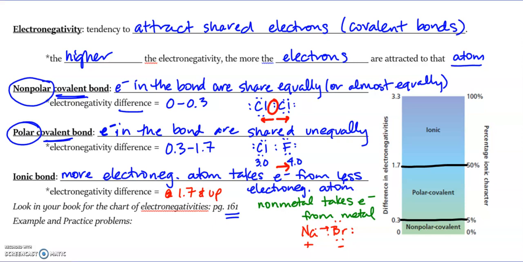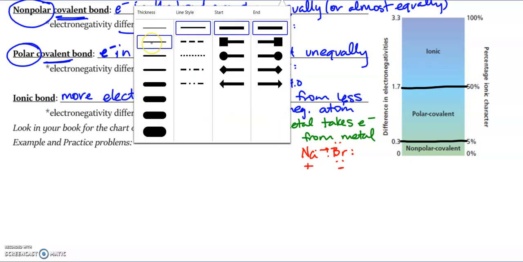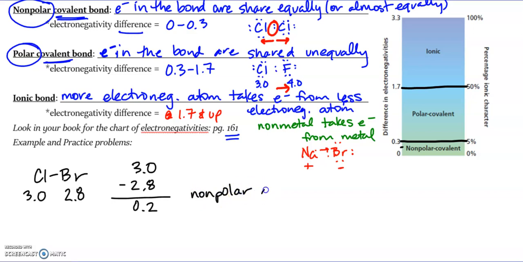I just wrote a couple examples, but let's do a couple more. Let's say we had Cl and Br, for example. I'd look up in this chart their electronegativities. You'd be given that on any test if you were expected to use it. So chlorine is a 3.0 and bromine is a 2.8. You take 3.0 minus 2.8 and you get 0.2. So 0.2 would be right in this range right here. This would be what we call nonpolar covalent.